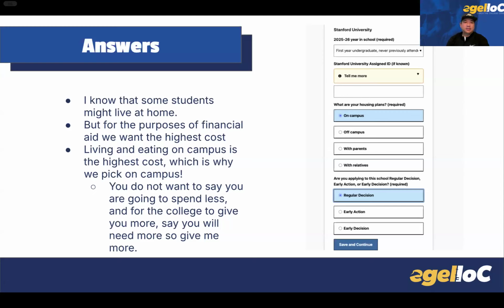The reasoning for why we need to do that is on the left. Living and eating on campus is the highest cost that you could choose. The dorms and the meal plans are the most expensive way to live while you're in college. So we don't want to say, I want you to give more money to me, but I'm going to be living off campus. Instead, you should say, I'm going to be living in the most expensive accommodations, and so you need to give me more money. That's what needs to happen. So when you're choosing the housing plans, make sure that you're choosing on campus. Now, this one, regular decision, early action, early decision, depends on how you applied.